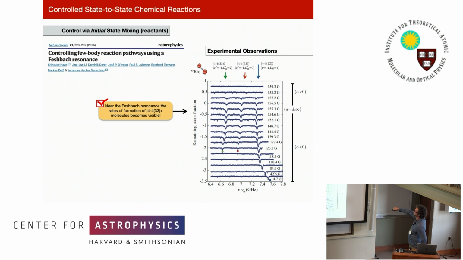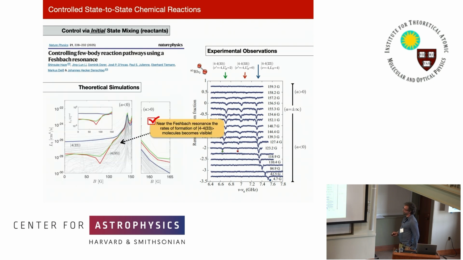This is the favorable state, right? We see it being populated all around, but the unfavorable states, these two here, helical 2 and helical 0, only appear near the Feshbach resonance, which is within this regime here. Right? Our theoretical calculations of course show the same effect.